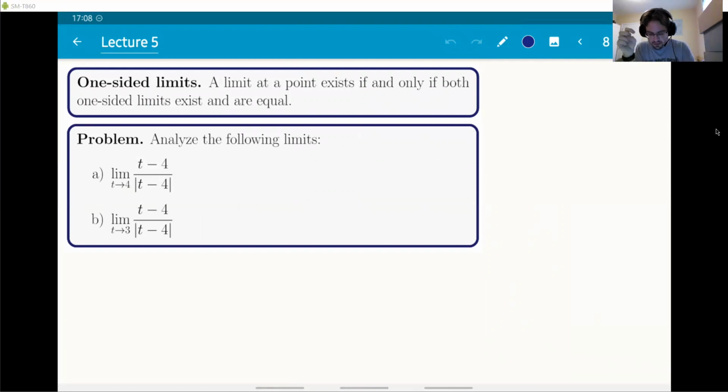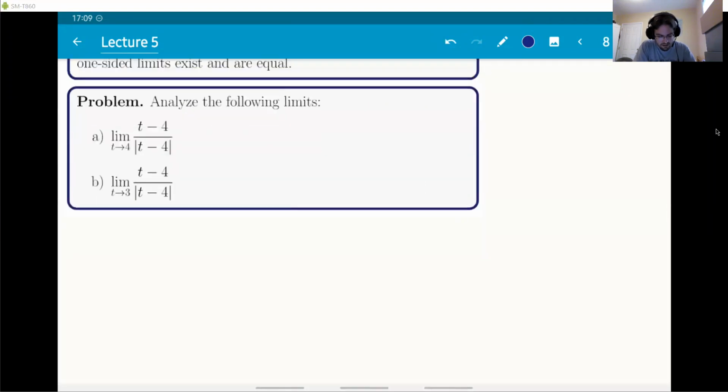So this last example is reminding us about one-sided limits and this important property that a limit exists if and only if both of the one-sided limits exist and they are equal to each other. So I'm giving you 2 limits to be analyzed involving the modulus or absolute value function. So let's look at the first one. T is going to 4, and we have this particular expression.